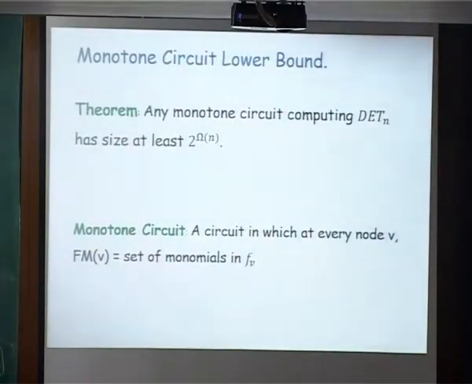So the theorem is the following. Any monotone circuit computing the determinant must have exponential size. Yeah, but this makes sense even for negative coefficients. The whole point I wanted to present it this way is that it makes sense for any polynomial over any field.